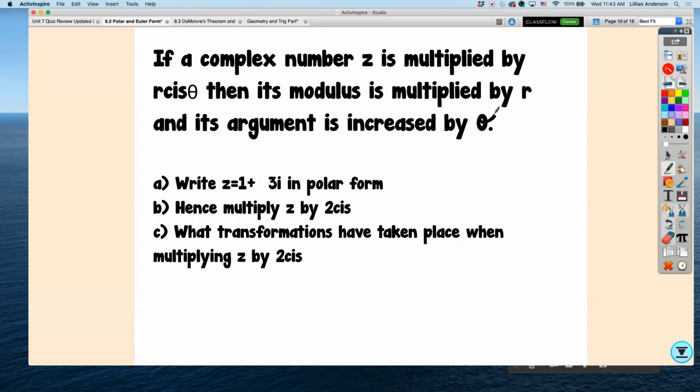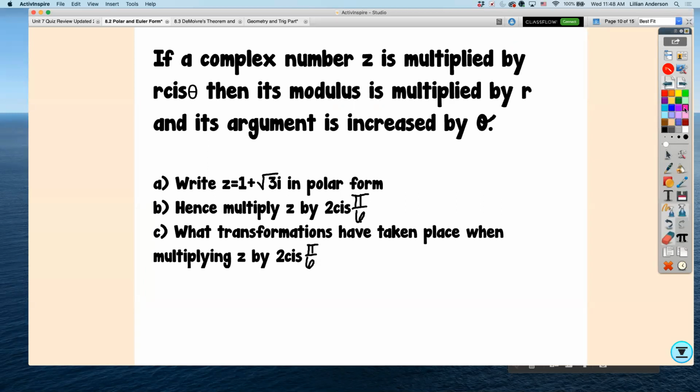All right, so we're gonna look at this example. We're gonna write Z equals 1 plus √3i in polar form, and then we're gonna multiply Z by 2 cis pi over 6. And we're gonna describe the transformations that have taken place when we multiply by 2 cis pi over 6.